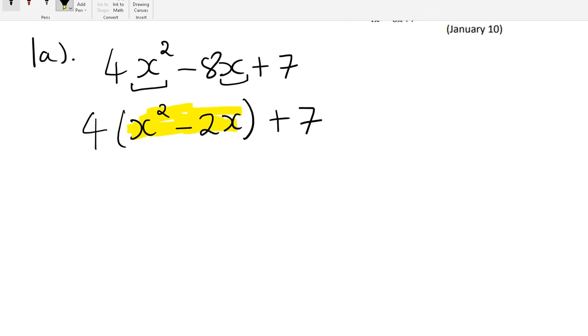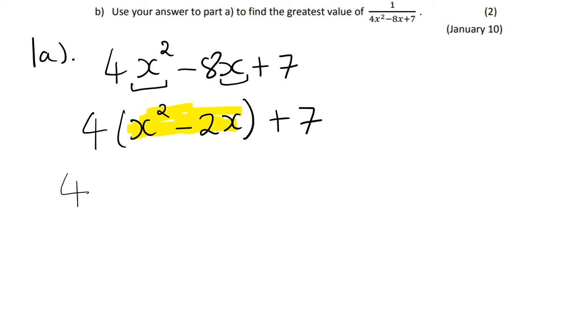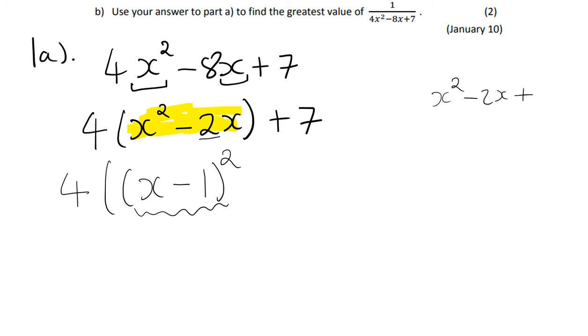To complete the square, we need to halve the coefficient of the x term and then write it as x minus whatever that was. So in this case, half of 2 is 1, squared. But if I were to expand x minus 1 squared, you would have x squared minus 2x plus 1. So we only want x squared minus 2x. So I need to take away a 1.